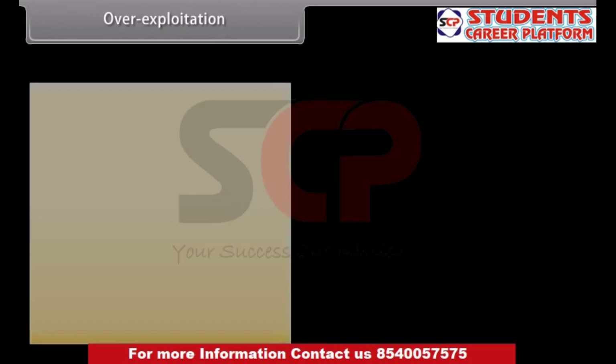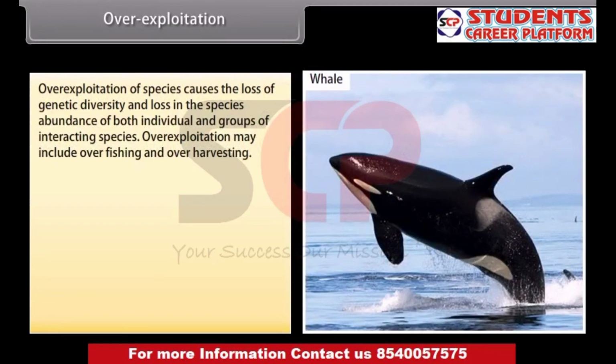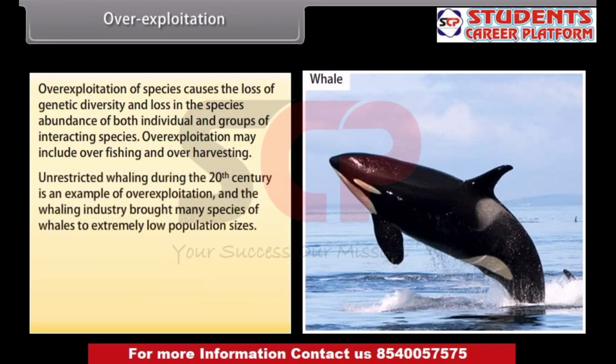Over-exploitation. Over-exploitation of species causes the loss of genetic diversity and loss in the species abundance of both individual and groups of interacting species. Over-exploitation may include overfishing and over-harvesting. Unrestricted whaling during the 20th century is an example of over-exploitation, and the whaling industry brought many species of whales to extremely low population sizes.